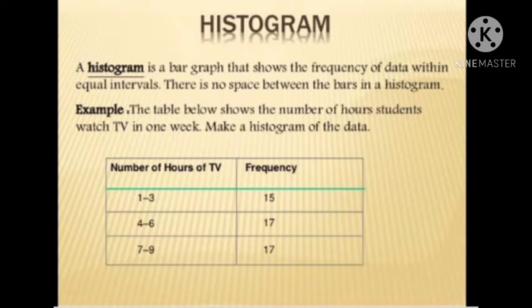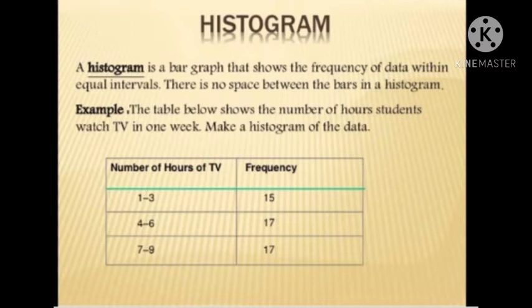There is no space between the bars in a histogram. Listen, a histogram is a bar graph. What do you mean by bar graph? A bar graph is a representation of collected data using separated rectangles. At the same time, a histogram is a bar graph in which we arrange these rectangles very close together. That is, there is no space between the bars or rectangles.